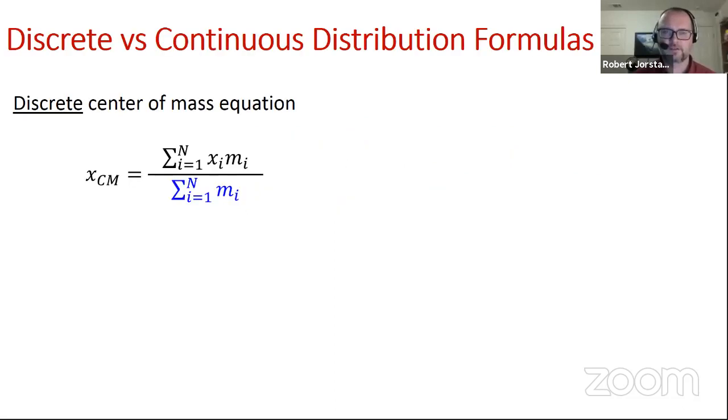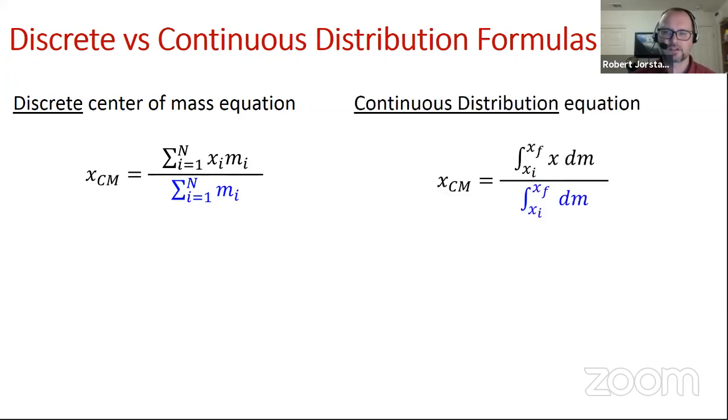So the discrete versus continuous formulas, you could see them here previously. For discrete, we used a sum notation. For continuous distributions, we're going to use an integral. Something I want you to watch out for: this x_i means the leftmost value of x in a picture. So it's the integral limit, the limit of integration, whereas this x_i is the position of the ith mass. So this is an integration limit, x initial, etc.